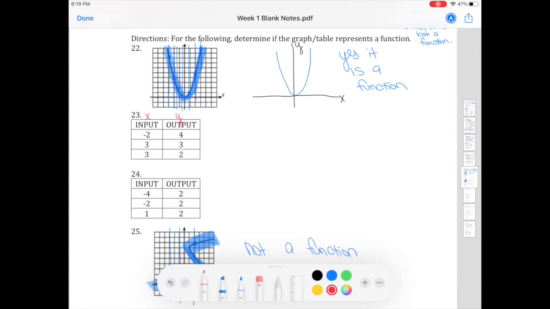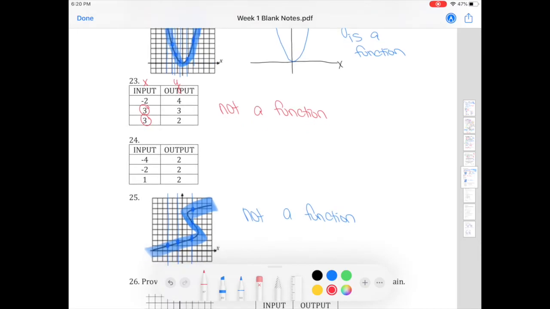Looking at the first table example, I'm just going to write x and y for my input and output. Number 23, if you look in your x column, because again, that's all that matters. Your outputs don't matter. X values can't repeat, and if you notice, they do. There are 2 repeating x values there, meaning that this one is not a function.